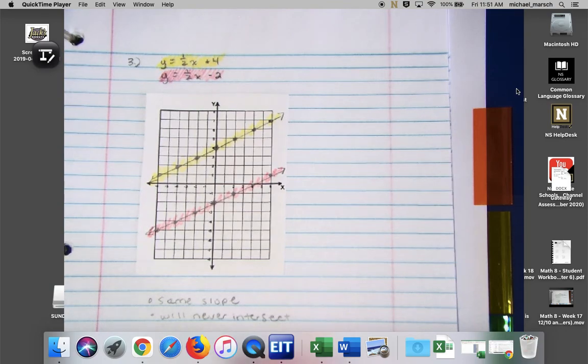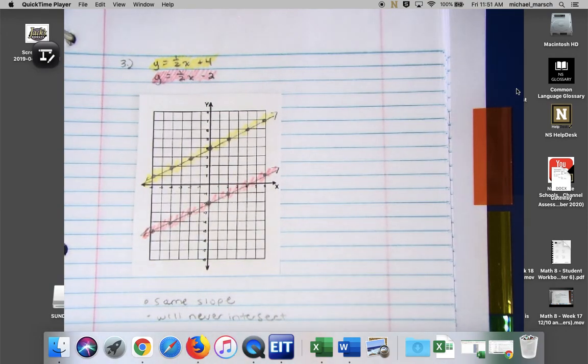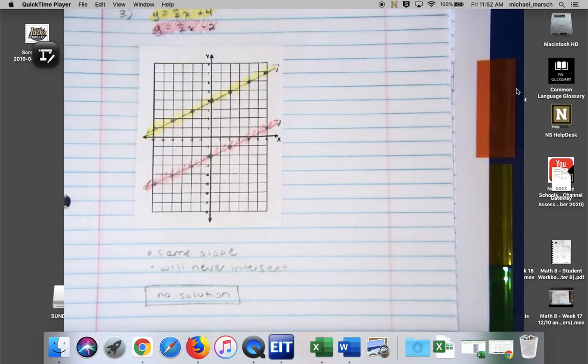No solution. Two lines will never cross, which means there are no values that will make both of those equations true, right? A half of something plus 4 is never going to equal a half of something minus 2, right? It's just not going to happen. If it has the same slope, yes, it's no solution. But we don't even have to do work. If you can look at that and see this is the same slope, nice try, just write no solution. Right?